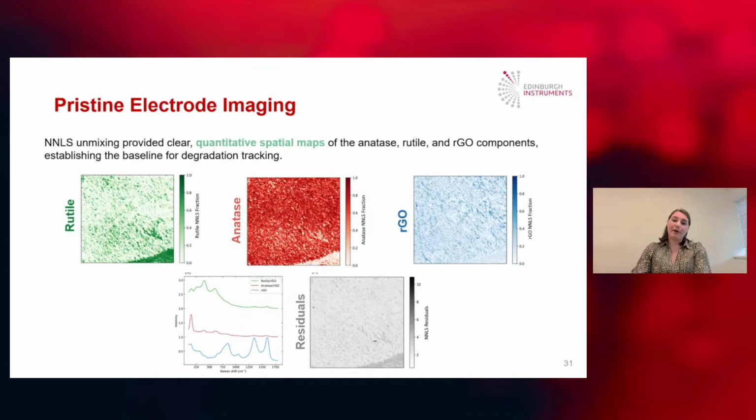There were 3 main components that were found. Firstly, rutile, which is in green here, anatase in red. So these are both phases of the titanium dioxide. And then finally, reduced graphene oxide, which is in blue here.